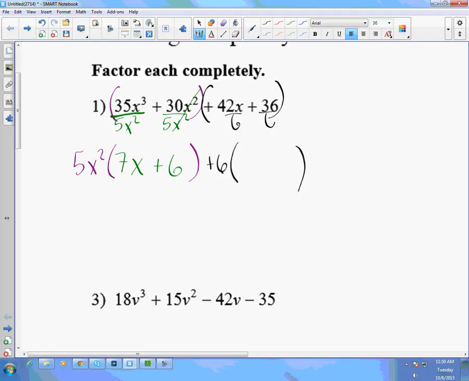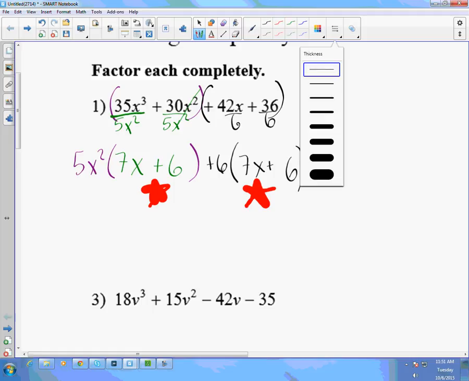Now, here's a hint for you. When you divide that first term, the x should always be positive. So if you're dividing as a negative, that means you probably should have taken a negative out. So when we divide it, make sure it's positive. 42x divided by 6, is that going to be positive? Yeah, so we're in good shape. That leaves us with 7x plus 36 divided by 6 is 6. Oh, look. Matchy, matchy. Does that match?